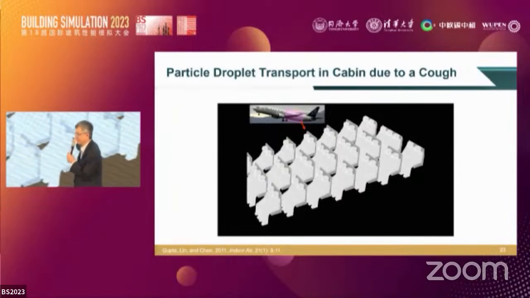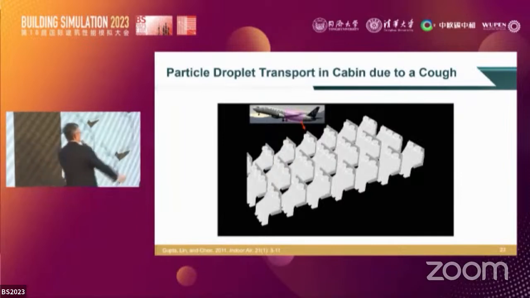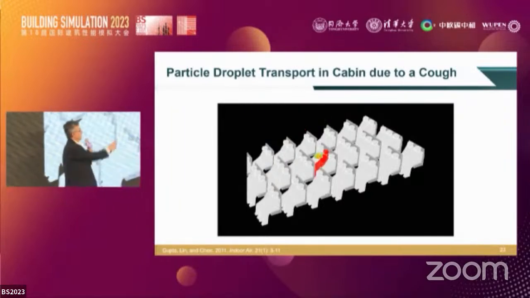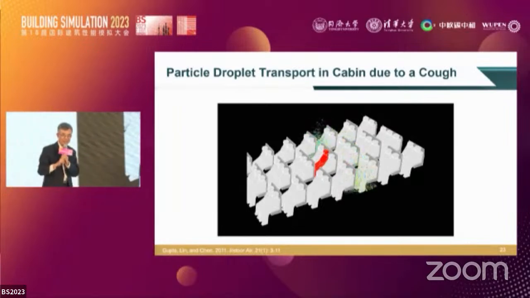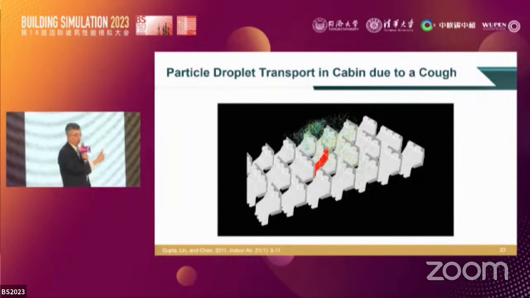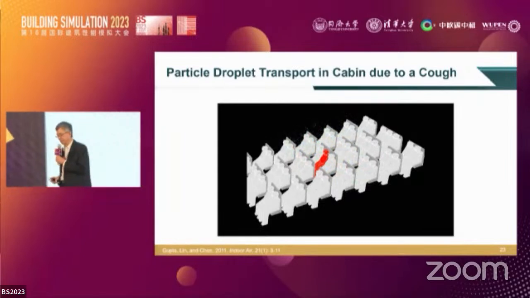Can somebody click this one for me? So we assume there was a passenger sitting here. Can you play the movie? Yeah. So he coughs. Normally, a cough is not very powerful when you are asleep in the airplane, right? Then particles can just go on and on. It really mixes with the surrounding air.